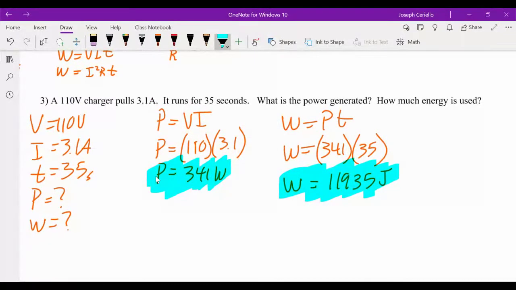So working through this question here, we have 110 volts, 3.1 amps in 35 seconds. What is the power generated? How much energy is used? So you can actually find the energy without finding the power first using an equation, but we'll find the power first because that's what it says to do first. So power is equal to voltage times current, and we get 341 watts. Then we multiply that by time to get the energy, which is 11,935 joules.